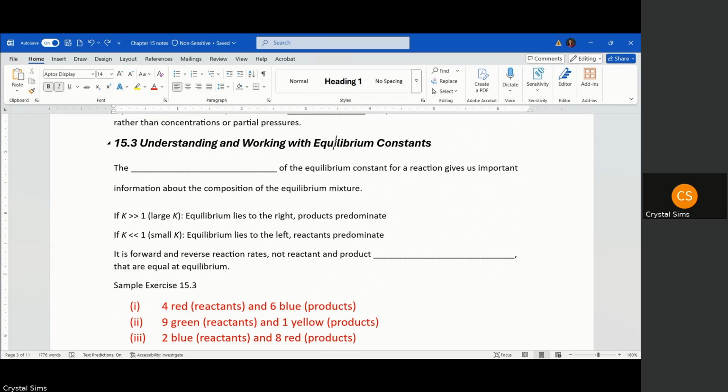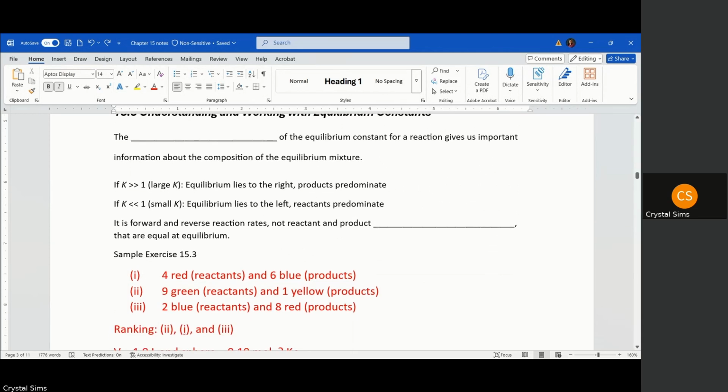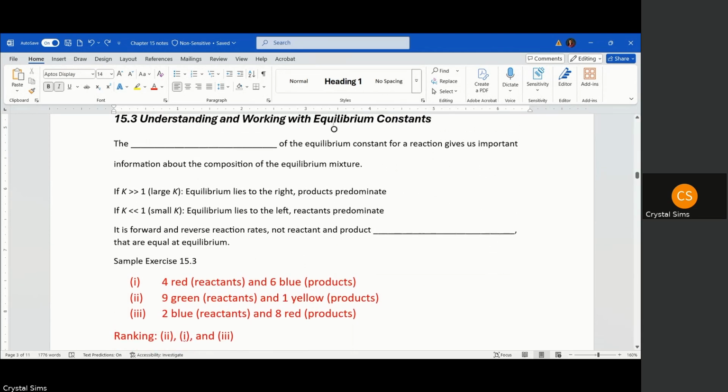In the middle box, you have 9 green spheres for the reactants, 1 yellow for the products. And in the third one, you have 2 blue spheres, which are the reactants, and 8 red, which are the products. And the first question asks us to rank these from lowest to highest K. So our ranking would be 2, 1, 3.